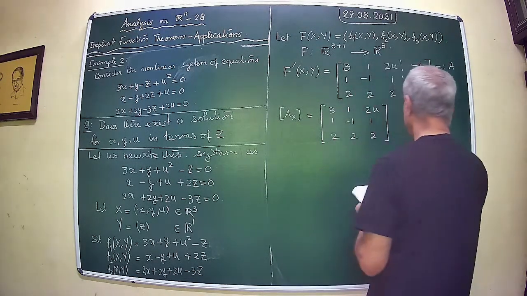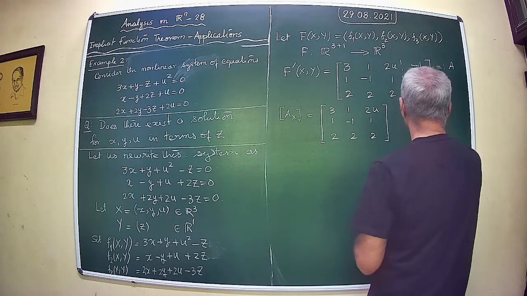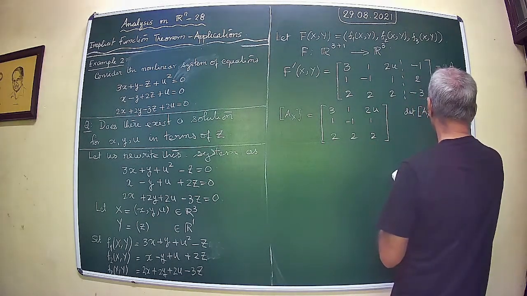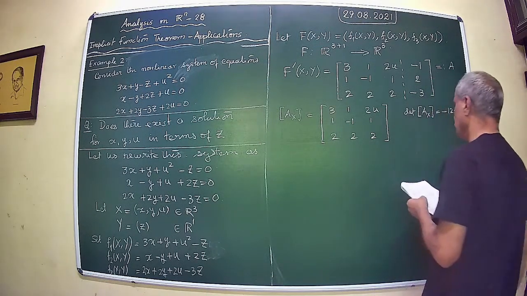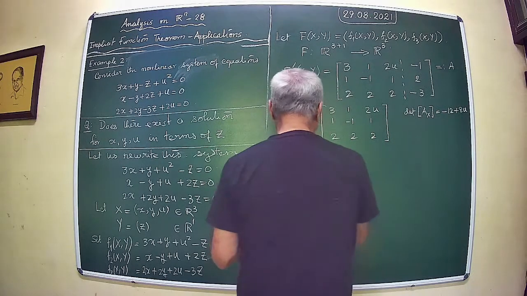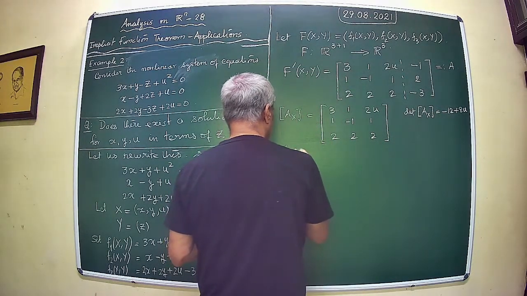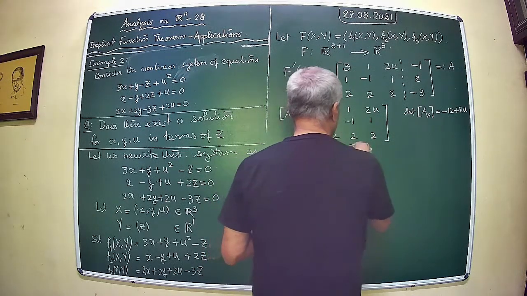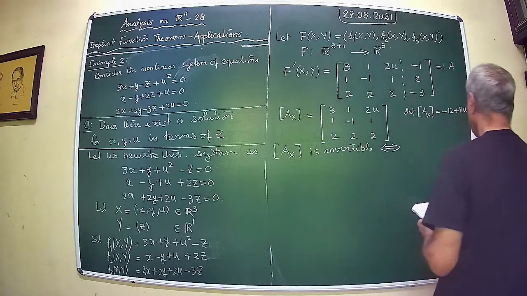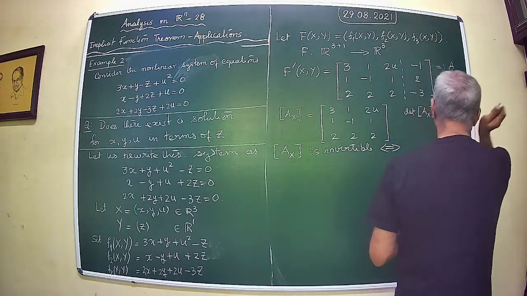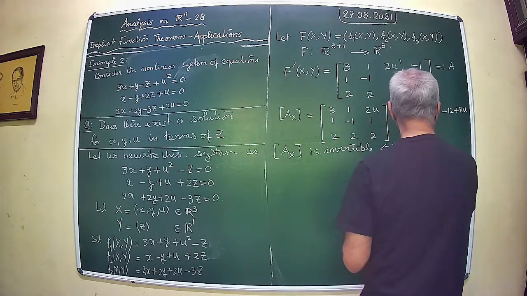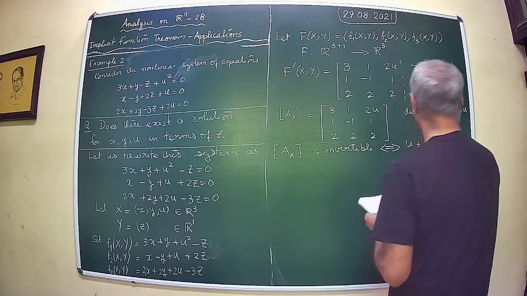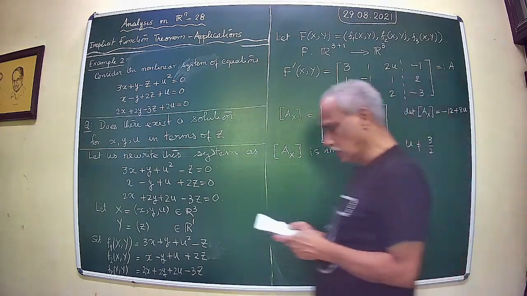And one observes that, compute this, determinant of Ax equal to, and Ax is 3 by 2, not equal to 3 by 2, u not equal to 3 by 2.